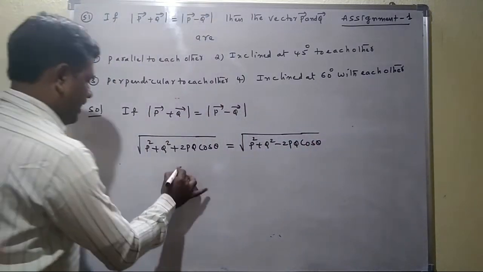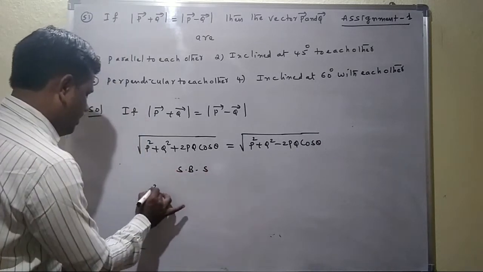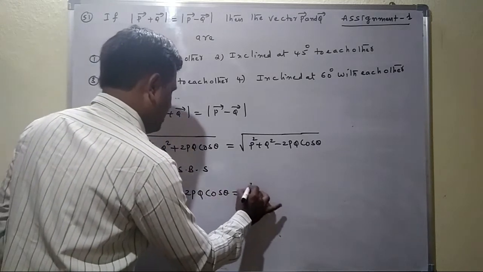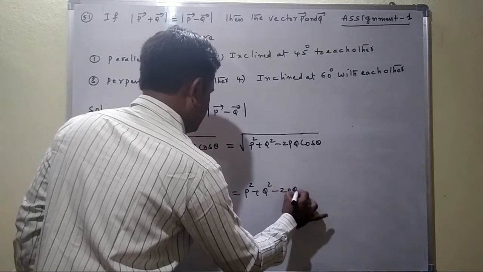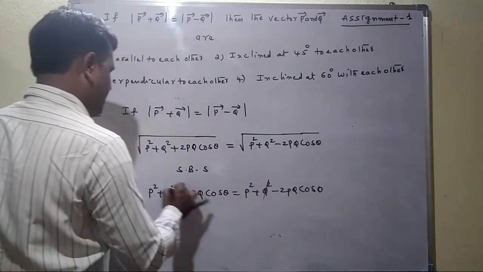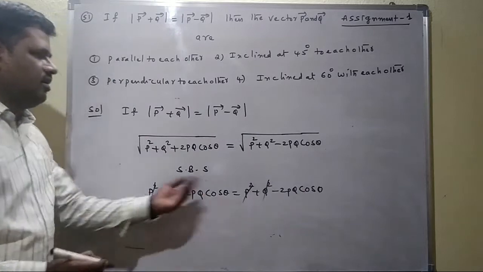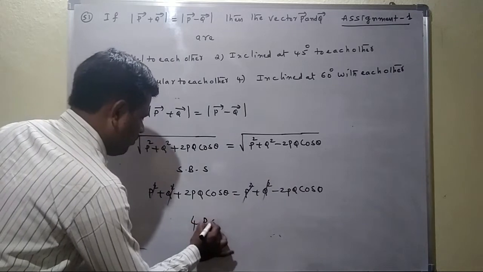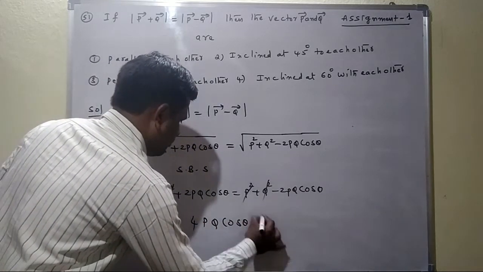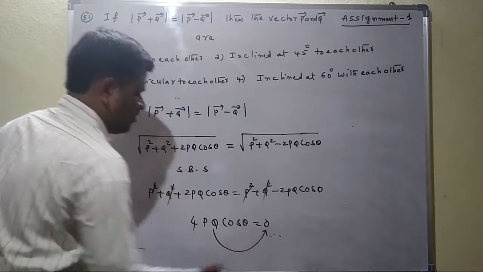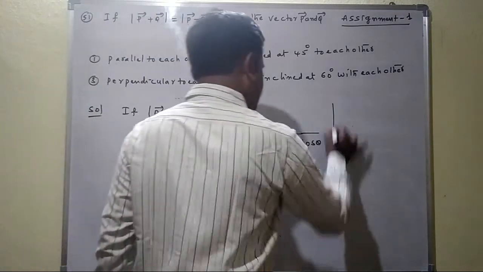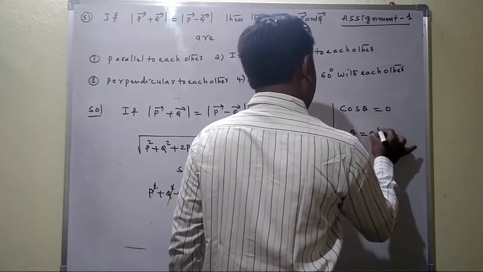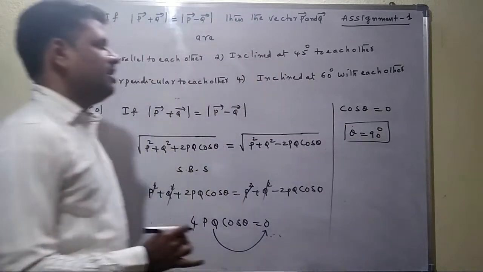Here, squaring on both sides: P square plus Q square plus 2PQ cos theta is equal to P square plus Q square minus 2PQ cos theta. Q square cancels, P square cancels. Taking the remaining terms, we get 2PQ cos theta and 2PQ cos theta, so 4PQ cos theta is equal to 0. That means the remaining cos theta is equal to 0. Cos theta equal to 0 means theta is equal to how many degrees? 90 degrees. Theta is equal to 90 degrees.